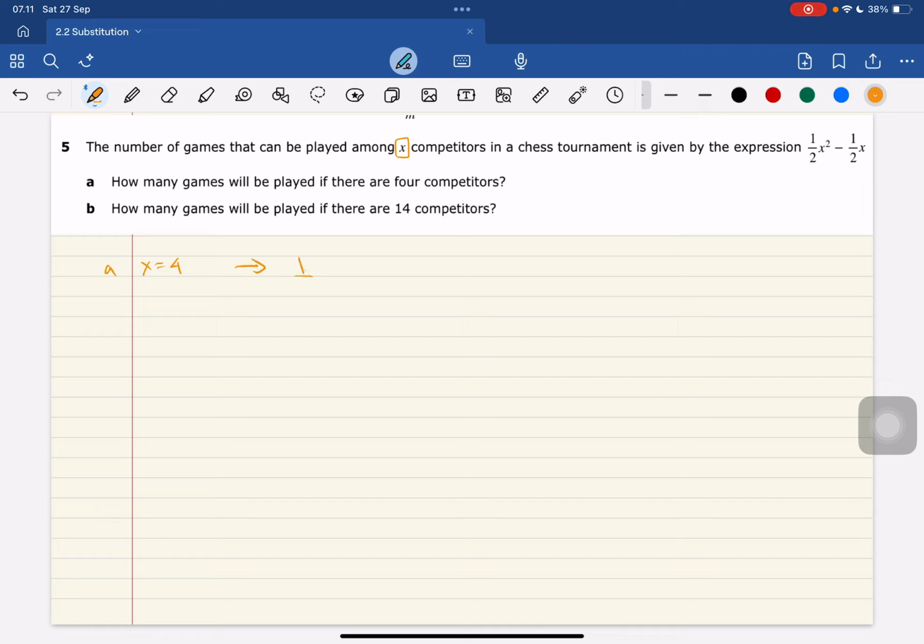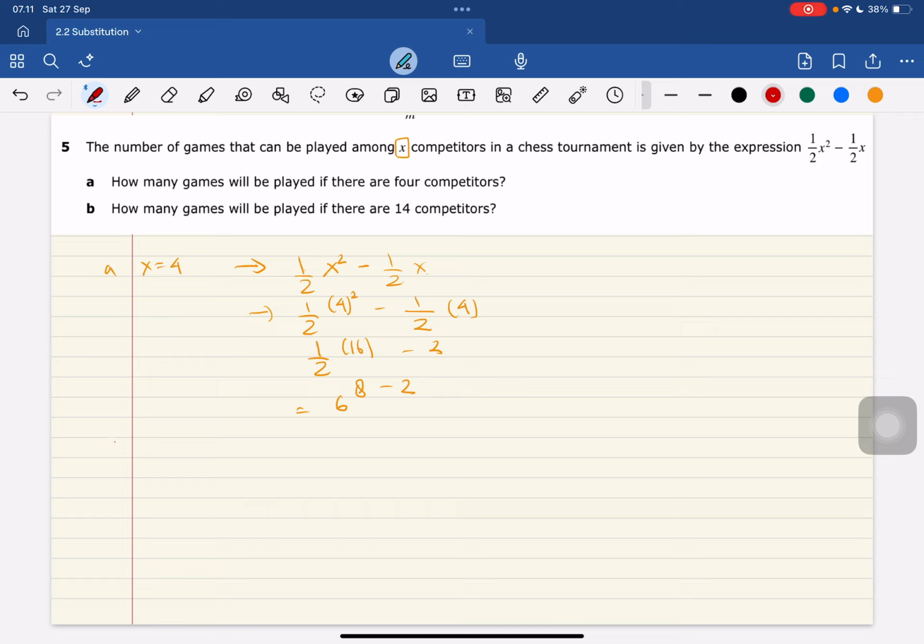So 1 over 2 x squared minus 1 over 2x. So this is 1 over 2 times 4 squared minus 1 over 2 times 4. So this is 1 over 2 times 16 minus 2. So this is 8 minus 2, which gives us the answer of 6. So there will be 6 games.